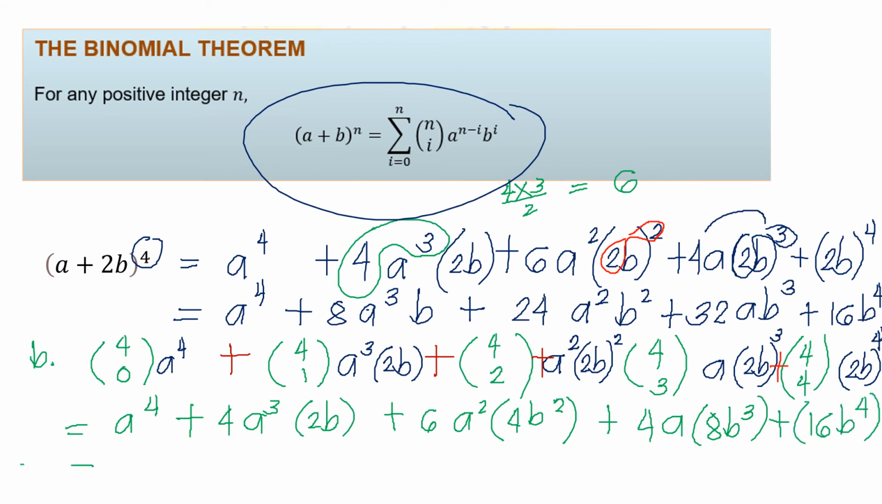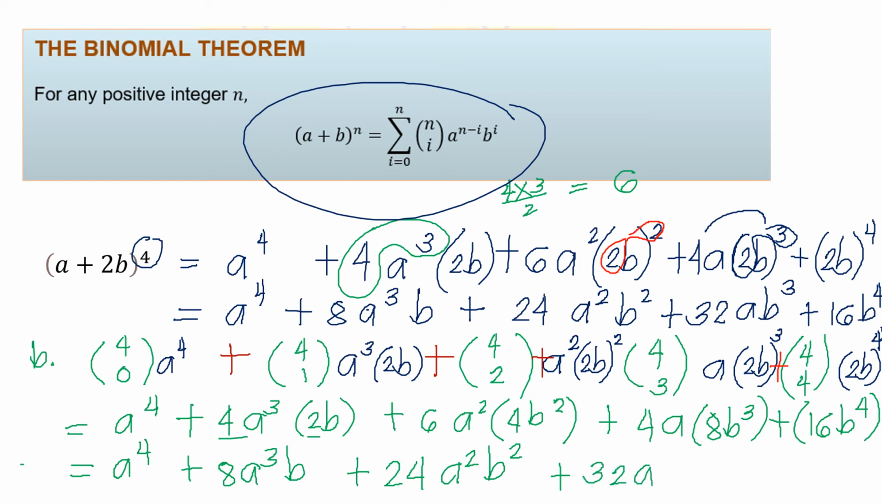And then we get to simplify everything. So this will be a raised to 4 plus 4 times 2, and 4 times 2 here is 8. So 8a cubed b plus 4 times 6 is 24, 24a squared b squared plus 8 times 4 is 32. So we have 32ab cubed plus 16b raised to 4.